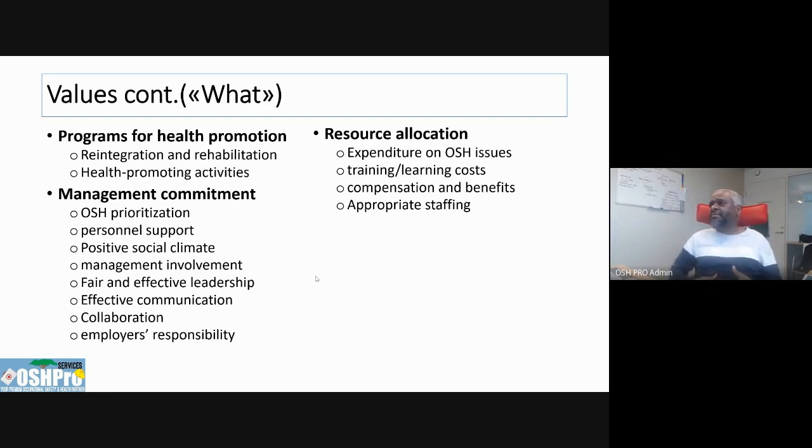The employer meets the training costs of the workers to improve on their work, on their OSH. So the employer should meet the cost, and not that the employee has to pay from their own pocket. And there should be proper compensation and benefits. Where they do overtime, they should be compensated for that overtime.